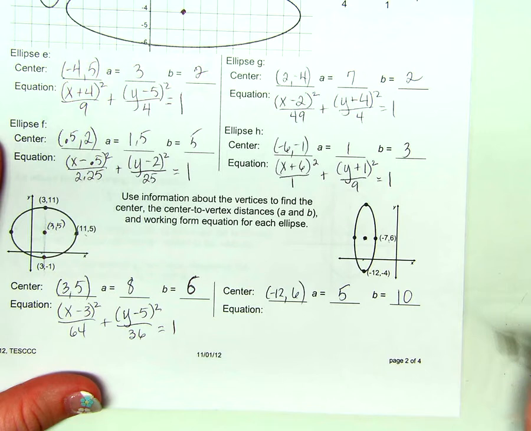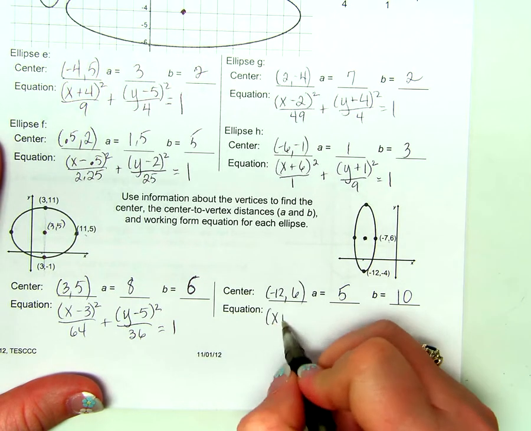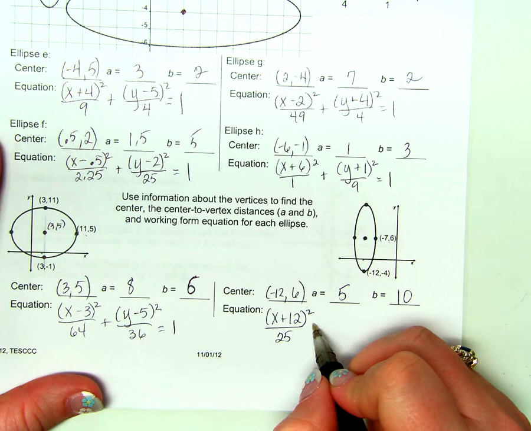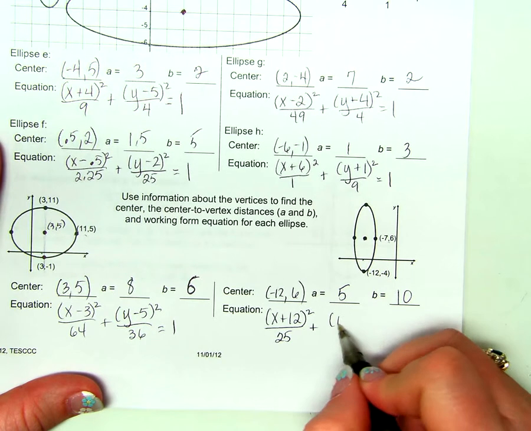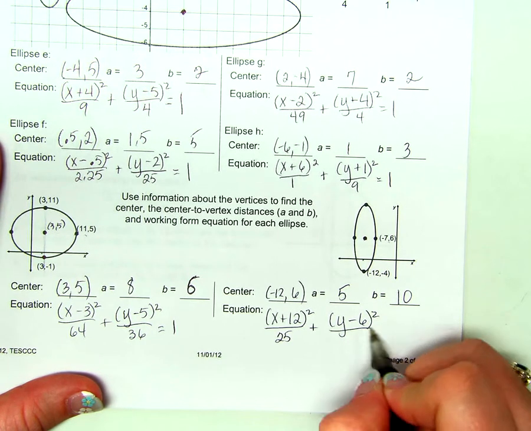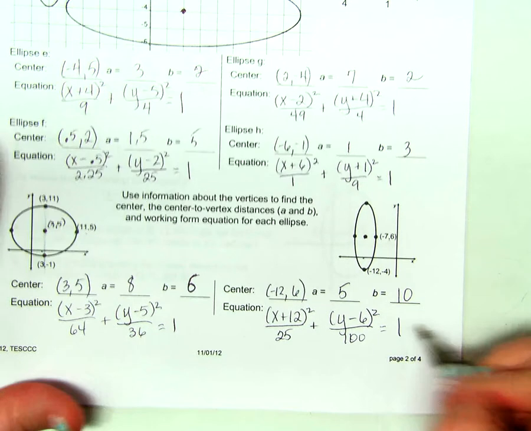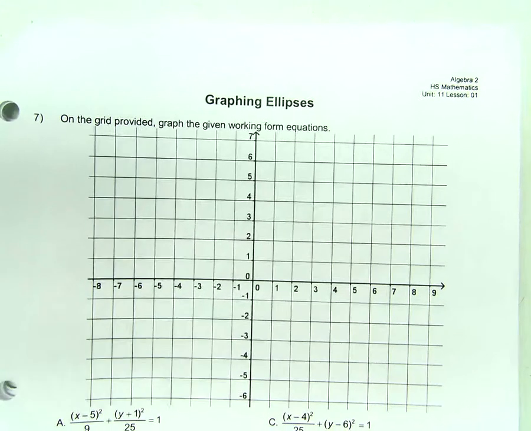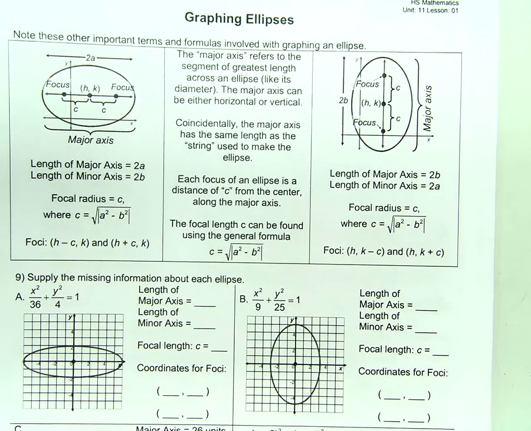Okay, what's B? 10. Excellent. So x plus 12 squared over 25, plus y minus 6 squared over 100 equals 1. Excellent. Okay, I'm going to skip over number 7 for now so we can look at this mess on the back.